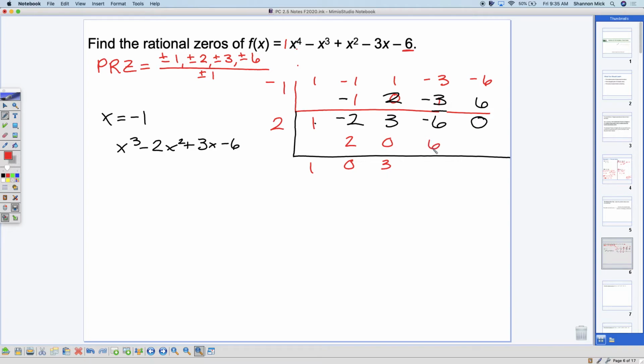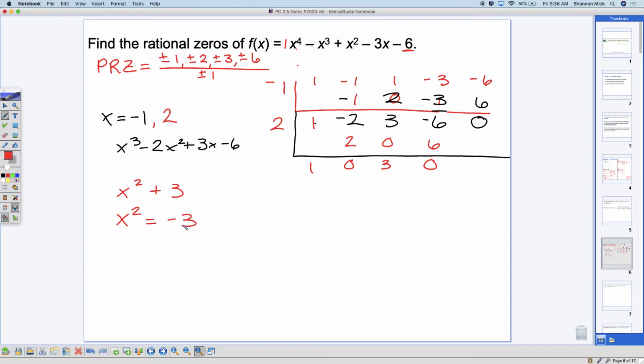Did it work? Yeah. Okay, I have a remainder of 0. So now I know 2 is a zero. Now we can factor. Now we are down to x squared, correct? Mhm. We now have x squared plus 3. Can we solve that now? Yeah. So that would be x squared equals negative 3.